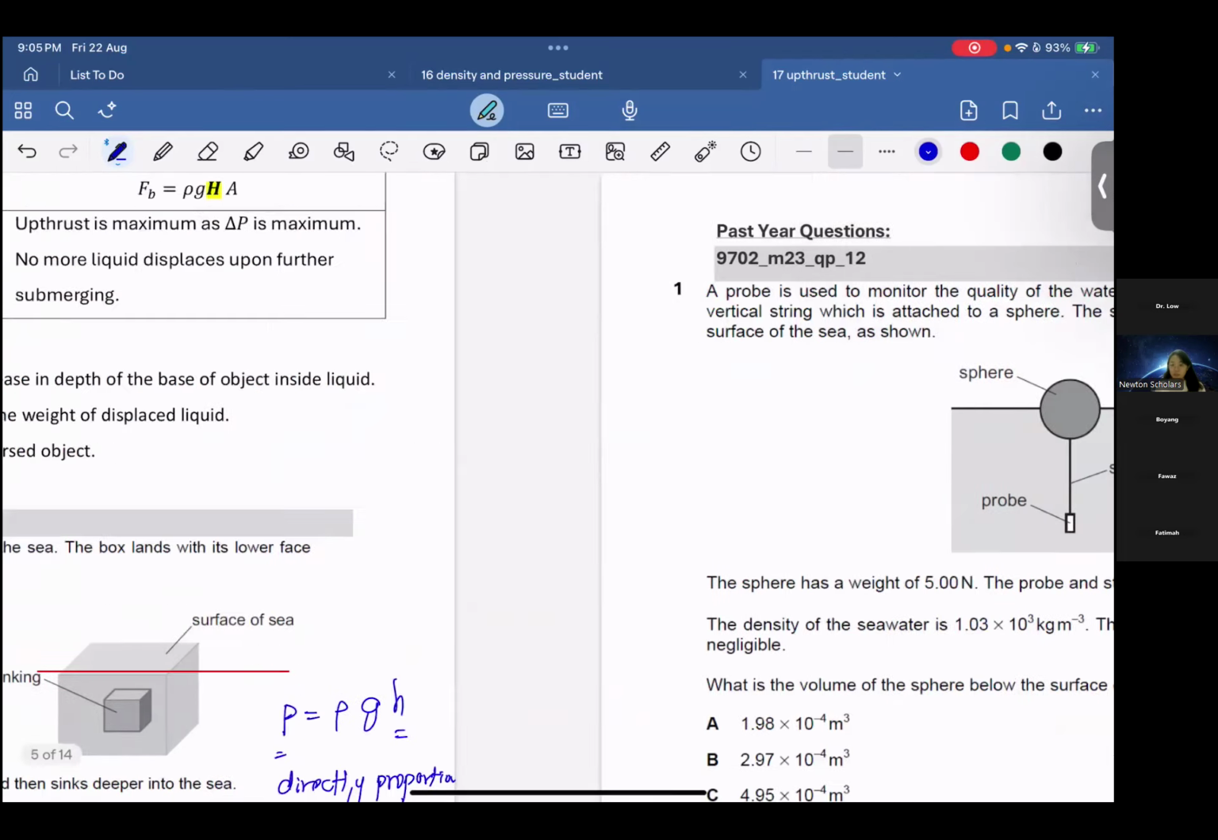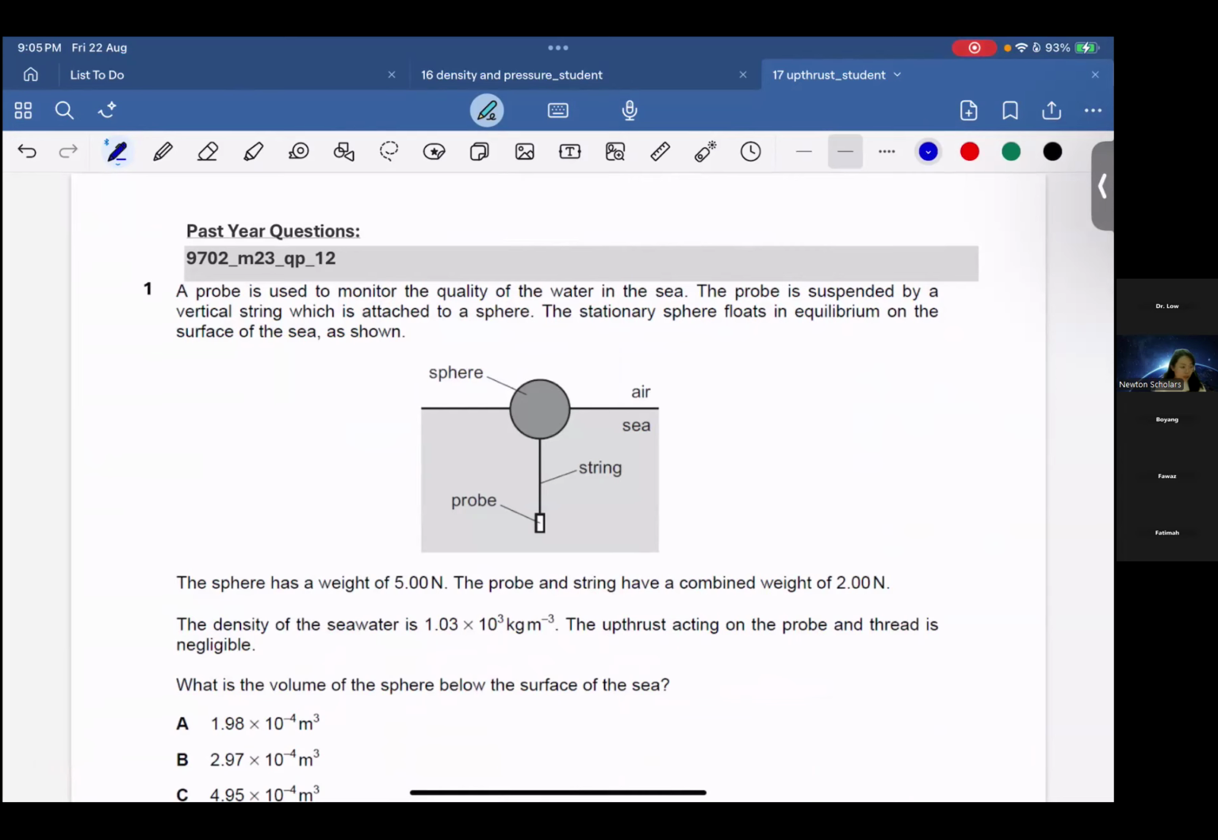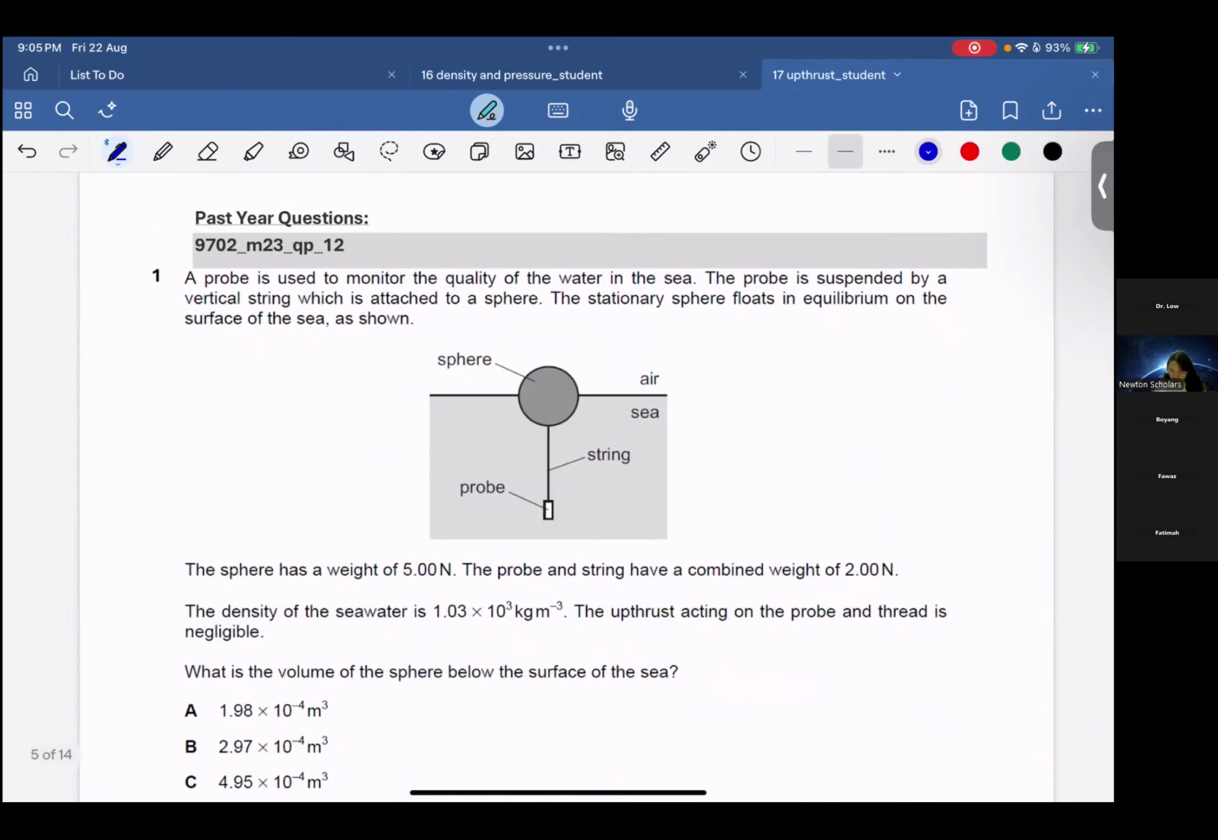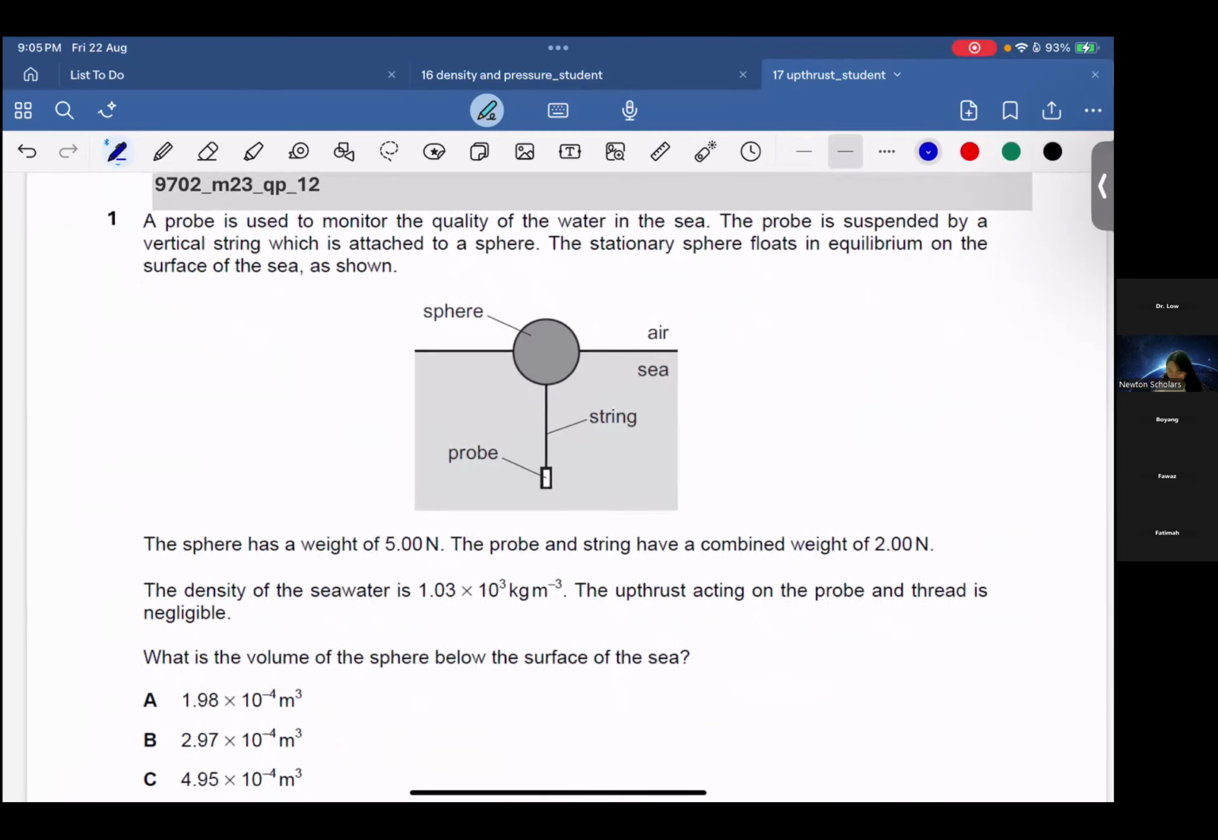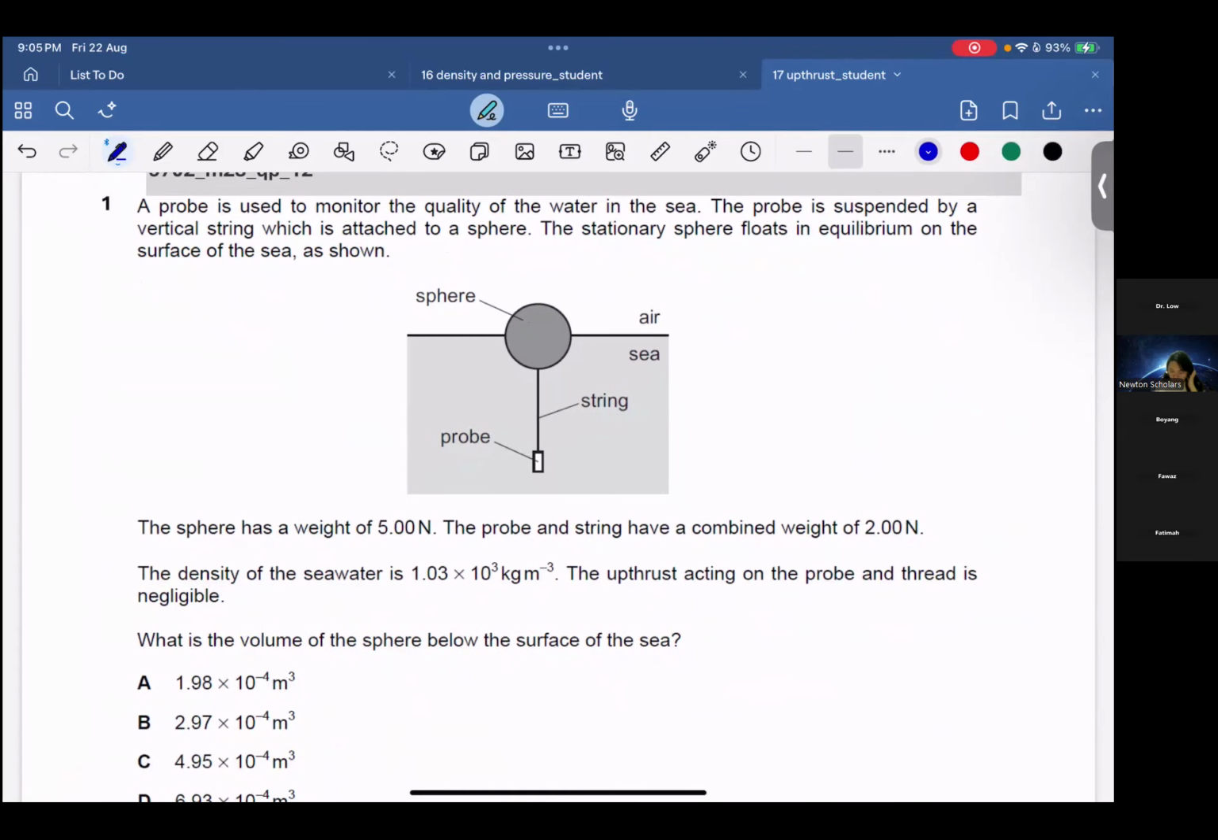Okay, if no question, we go to the past year questions, 2023. We want to observe the quality of water in the sea. We suspend a sphere by a vertical string. Then after that, it floats stationary in equilibrium. Highlight, so this is what I told you. It is balanced. Balanced means that your upward force must be equal to your downward force. Everything is balanced.